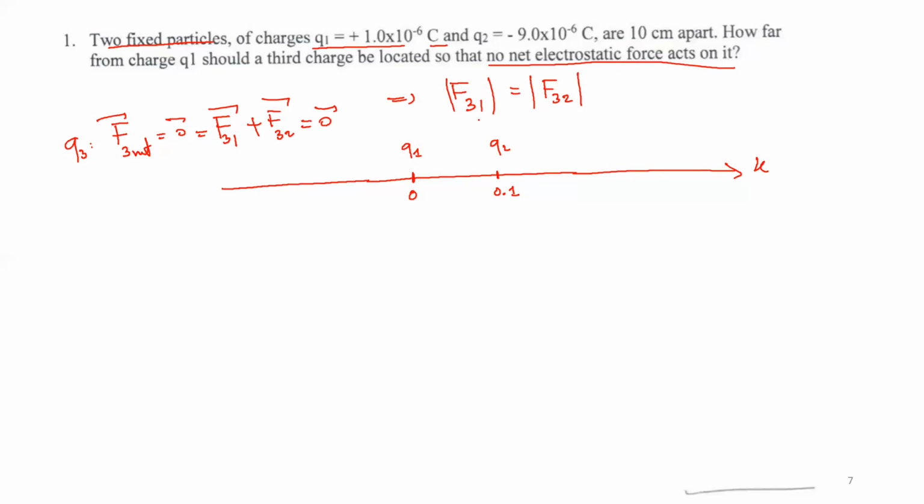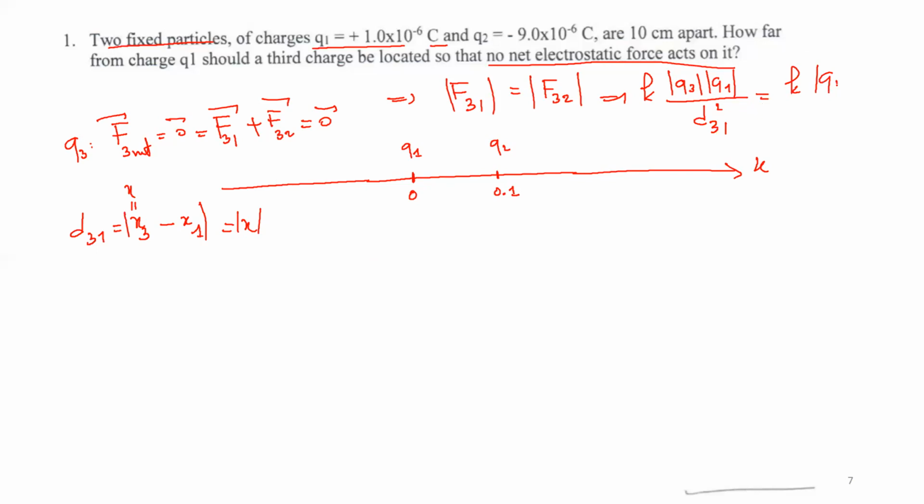Okay. Now, what is F31? F31 will be just K, absolute value of Q3 multiplied by absolute value of Q1 divided by the distance squared. So let's say that particle is at a distance x. What will be the distance 31, squared? I'll just call it x. So distance 31 will be x3, that I have called x, minus x1. But x1 is 0 here because I'm at 0. So basically x. That means absolute value, of course, because we are looking for a distance.